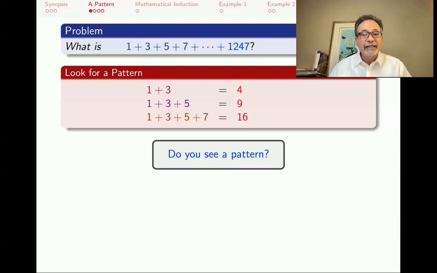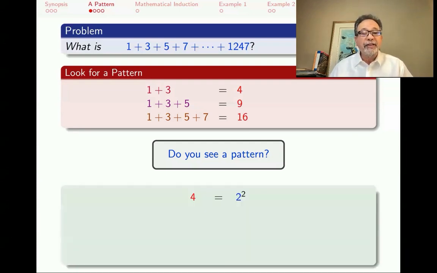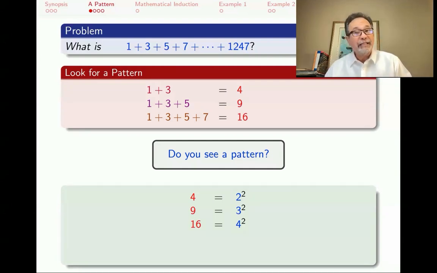If you did that, then you might notice that 4, 9, and 16 are all squares. So for example, 4 is 2 squared, 9 is 3 squared, and 16 is 4 squared. And so you might try one more after that. So what happens if I add 9? If you add 9 to 16, you get 25. That's 5 squared. So you might convince yourself that, if there's justice in the world, this adding of odd numbers always gives me a square.